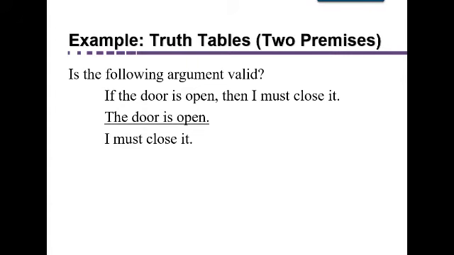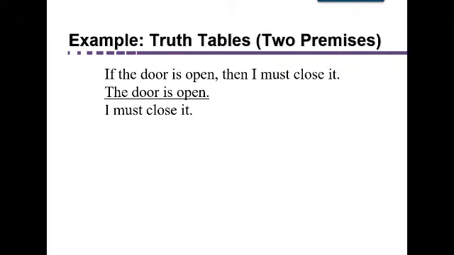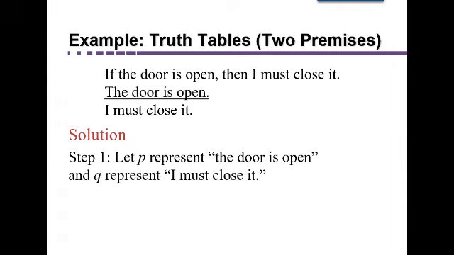If the door is open, then I must close it. The door is open, therefore I must close it. This is the argument that we're going to check if it's valid or invalid. All right, so the first thing we're going to do is assign a letter to represent each component. So P could represent the door is open, and Q could represent I must close it. Those are the only components in here. Right here we have door is open, I must close it, I must close it.